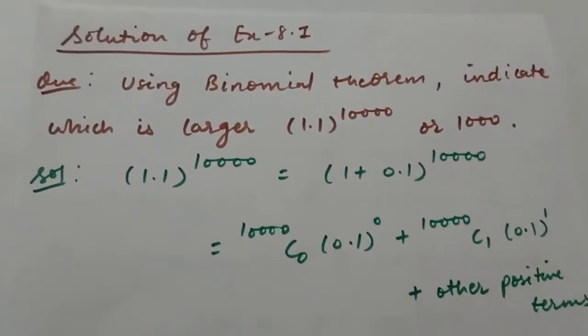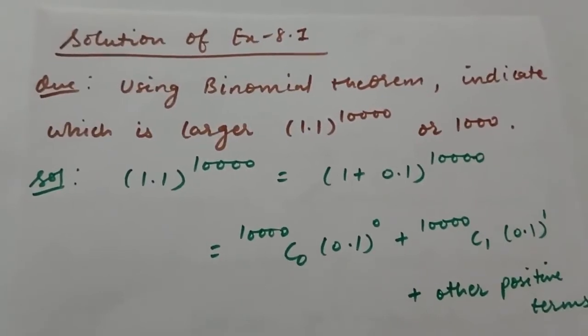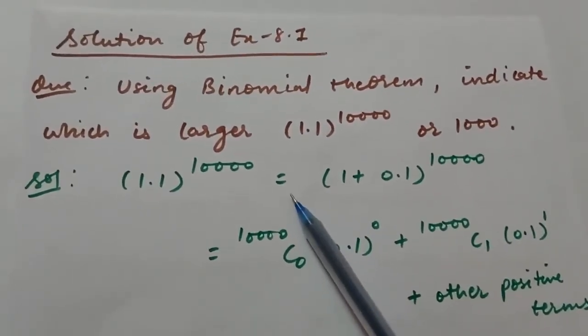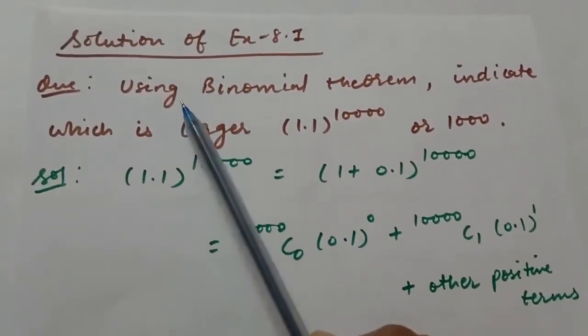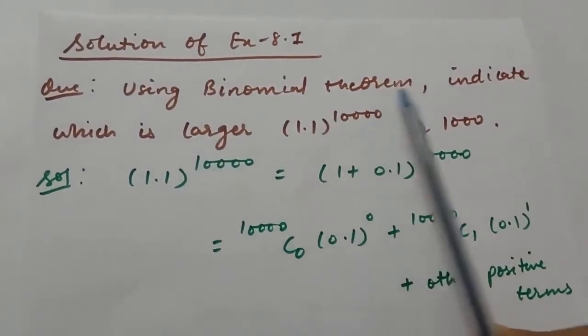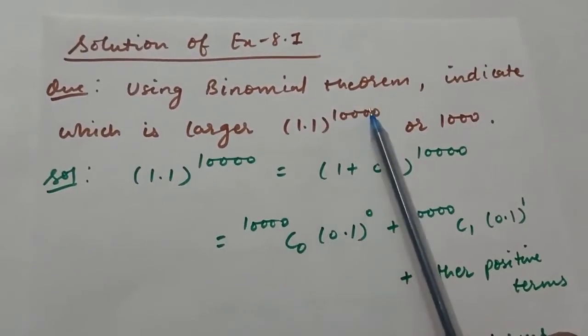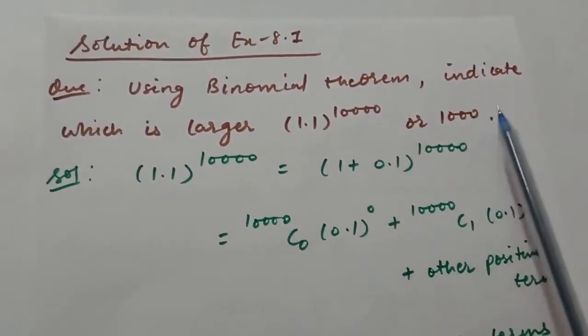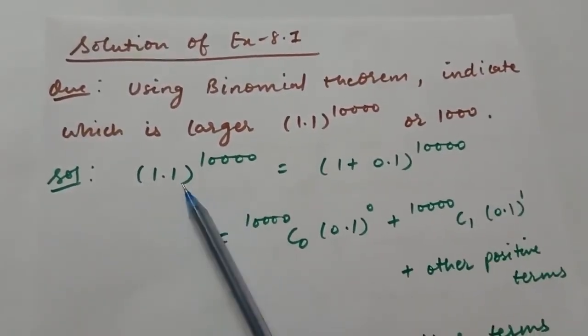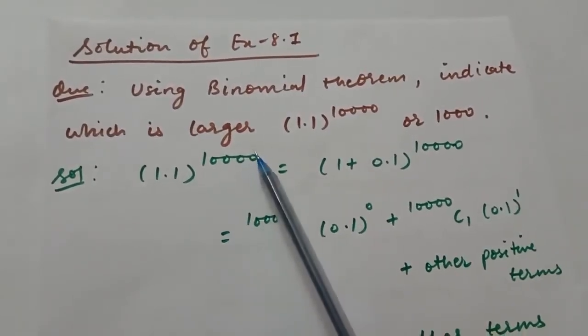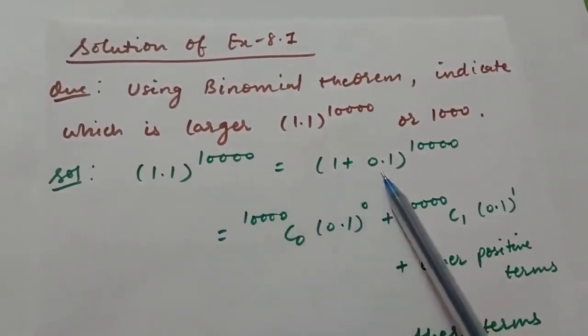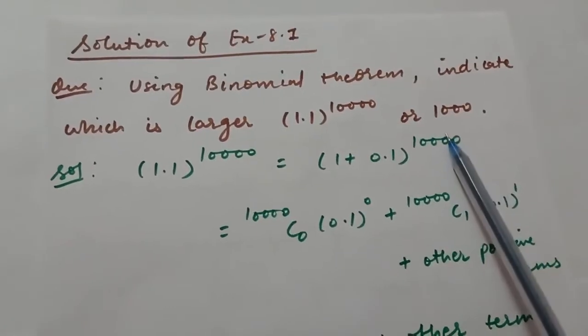Solution of exercise 8.1, which I have given you as homework in the previous lecture. So the question is, using binomial theorem, indicate which is larger, 1.1 raised to the power 10,000 or 1000. So write this 1.1 raised to the power 10,000 as (1 plus 0.1) raised to the power 10,000.